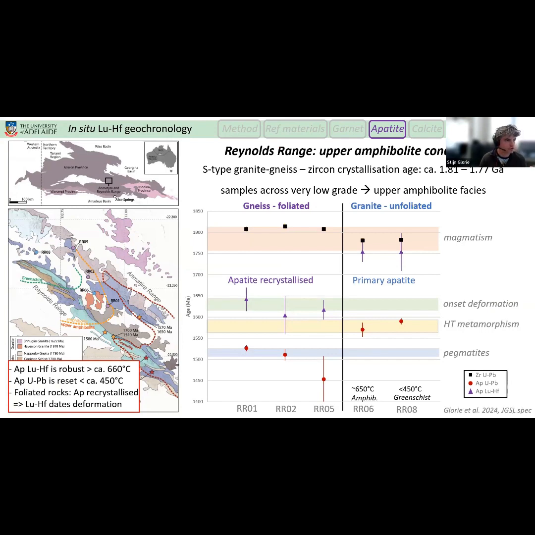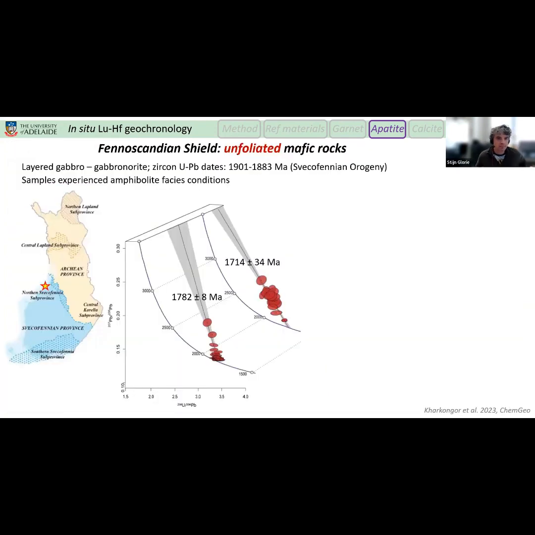Which might be, that's a good question, perhaps to some extent. But there's also other rock types, particularly mafic rocks, where zircons may not be abundant or even completely absent. So this is, I guess, where apatite hafnium dating might potentially be even more important. An example of that: we went to the Fennoscandian Shield in Finland, where there are some mafic rocks.